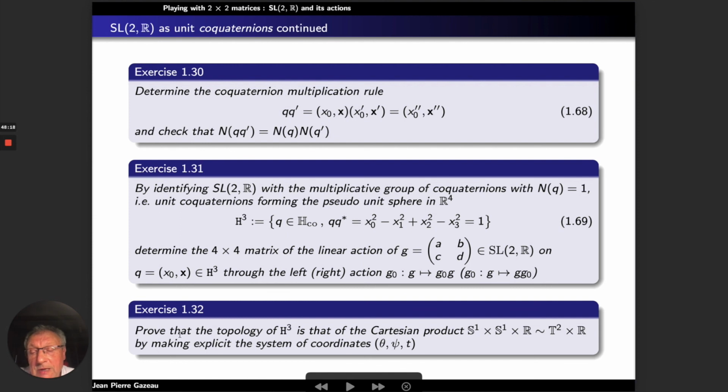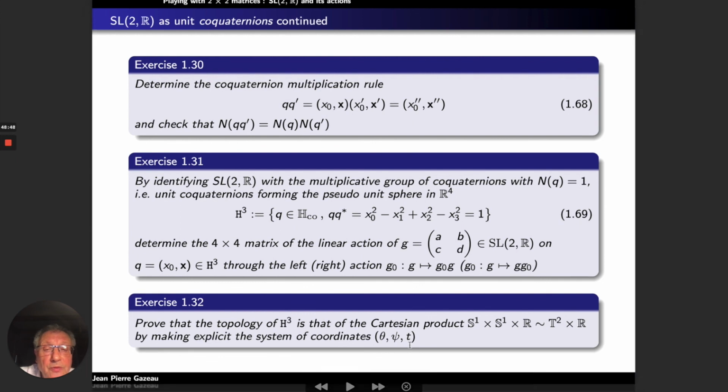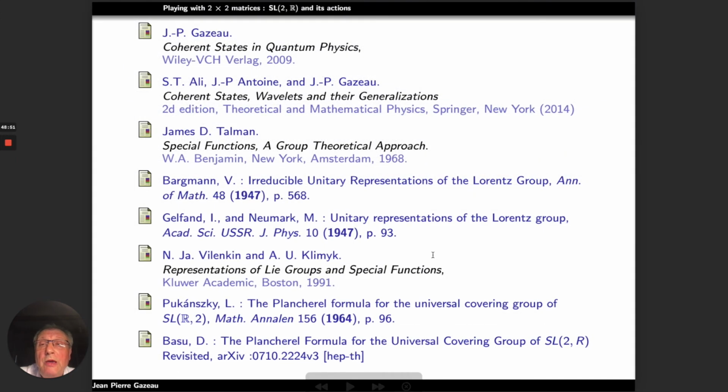And another exercise: prove that the topology of this H3 is the topology of the Cartesian product unit circle times unit circle times R, and this Cartesian product is actually the torus T2 times R. And you can make an explicit system of coordinates: two angles and the real numbers.